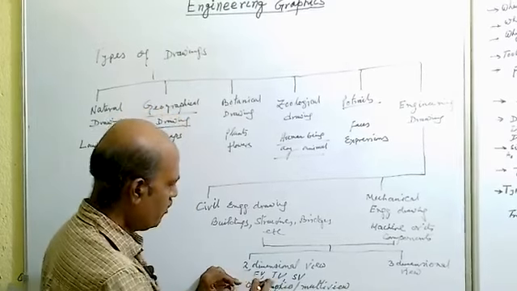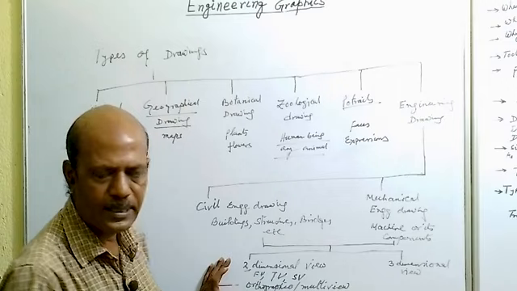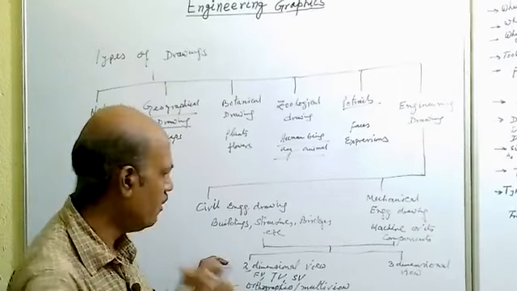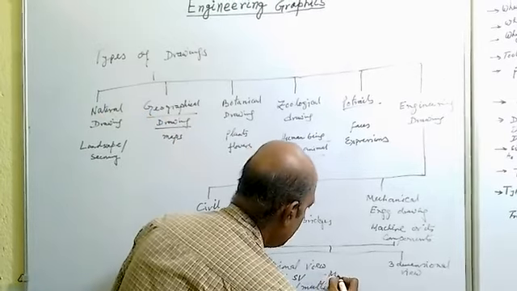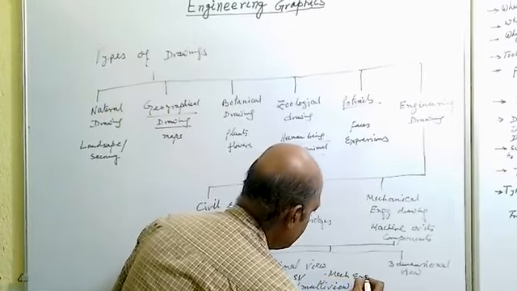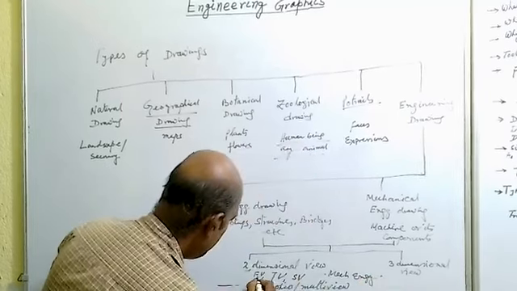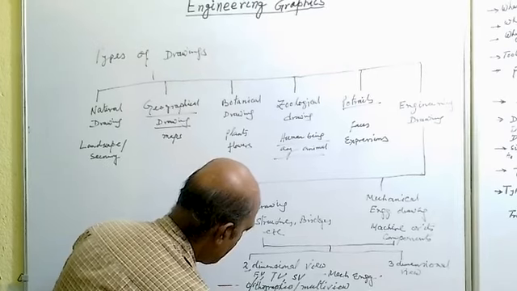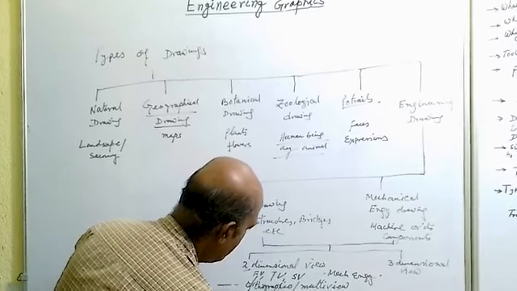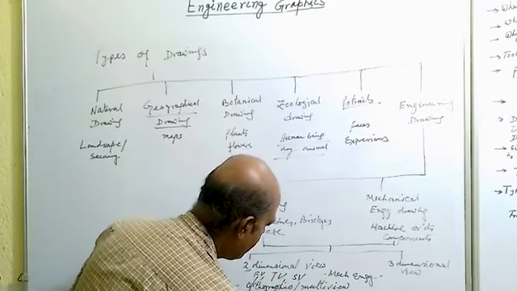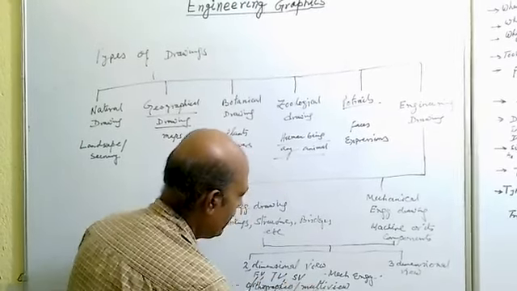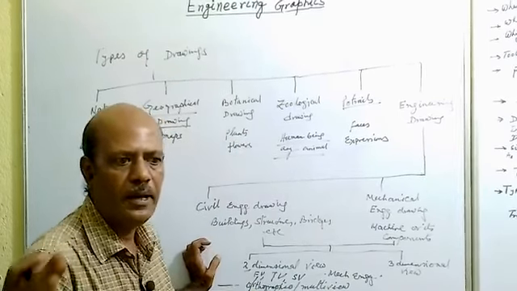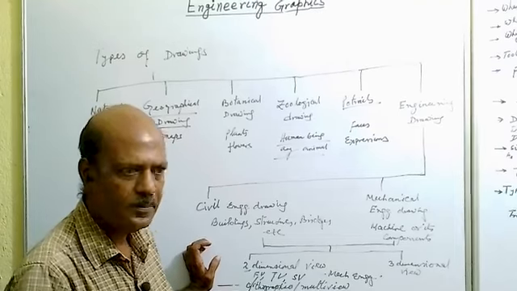That is front view, top view and side view. In mechanical engineering, these are called front view, top view and side view. But in civil engineering, this front view is called elevation and this top view is known as plan and side view is called side view. So side view again may be left hand side view or right hand side view.